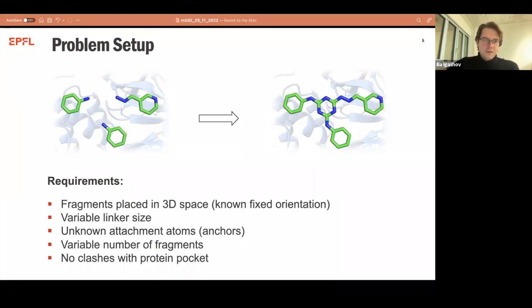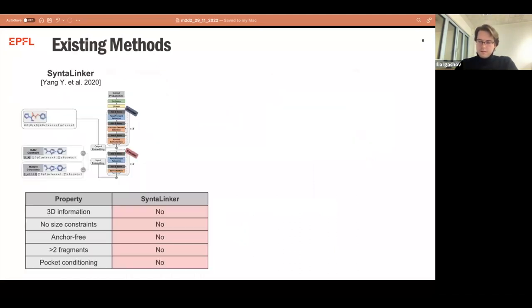And finally, if we are talking about structure-based drug design, it's also very important that the linker that we generate is consistent with the surrounding protein pocket. And the simplest thing that we want to require from our method is that it produces linkers that don't have any clashes with the surrounding protein atoms. And there have been proposed several machine learning based methods for solving this task, but as we will see in a bit, none of them actually satisfy all the formulated requirements.